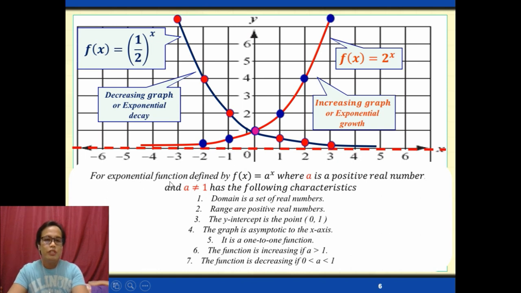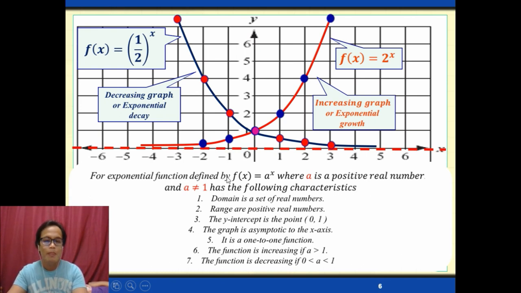Now the characteristics of this graph are the following. For an exponential function defined by f of x equals a raised to x, yung ani, a raised to x, our a is 2. Then here our a is 1/2. Then a are positive real numbers. Then a should not be equal to 1. These are the following characteristics.